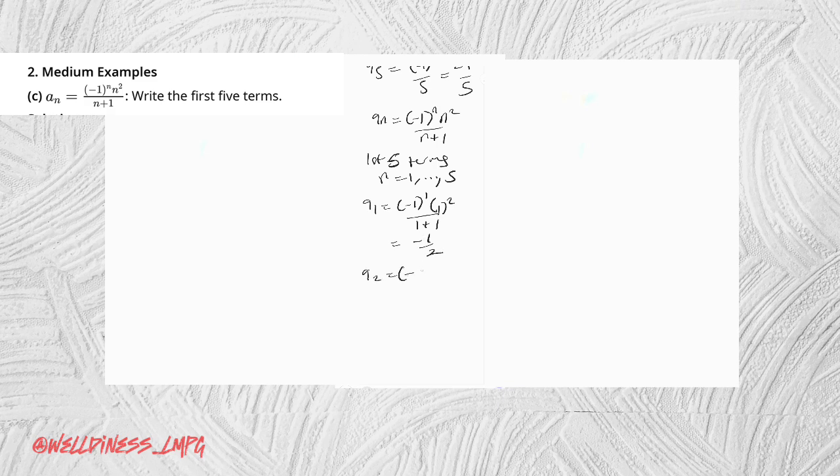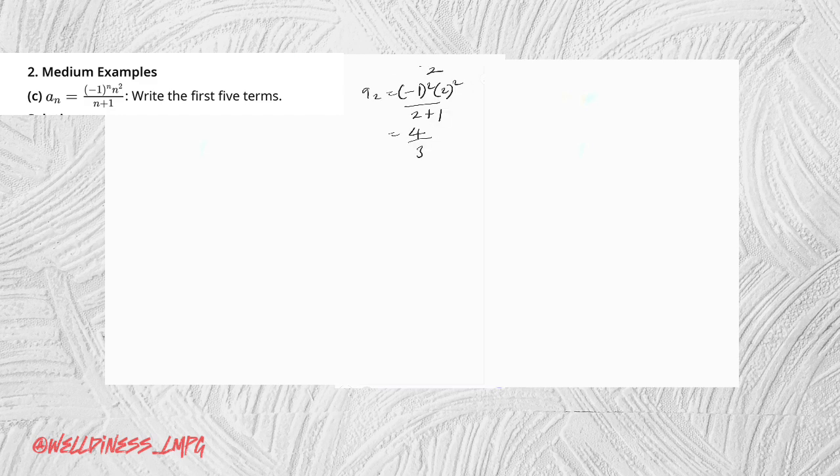Now for A2, you're going to have minus 1 raised to power 2 times 2 raised to power 2 divided by 2 plus 1. And this is going to give you minus 1 square, which is what? Minus 1 times minus 1, which is 1. 2 square is going to give you 4. So 4 times 1 will give you 4, and 2 plus 1 will give you 3. So your final answer is 4 divided by 3.